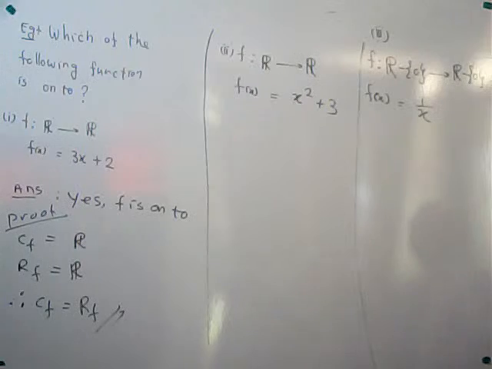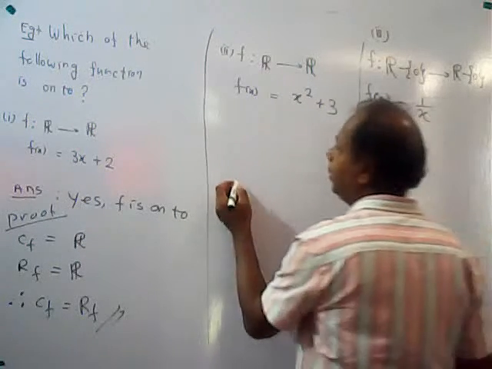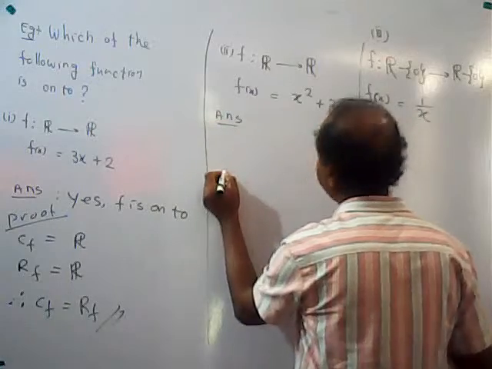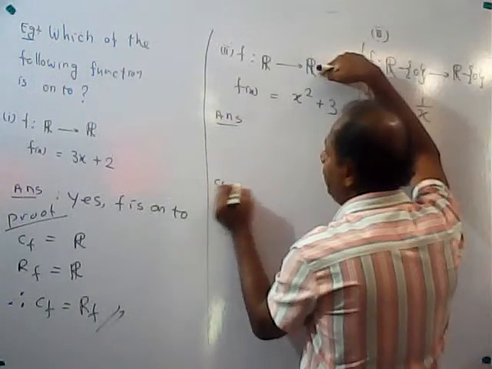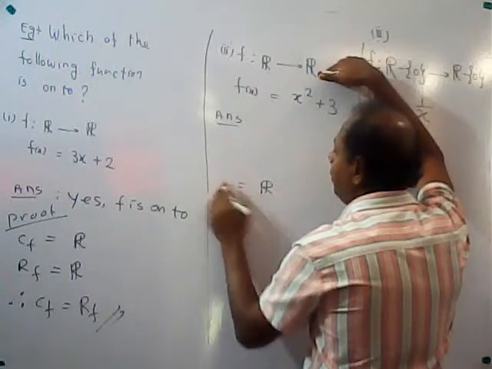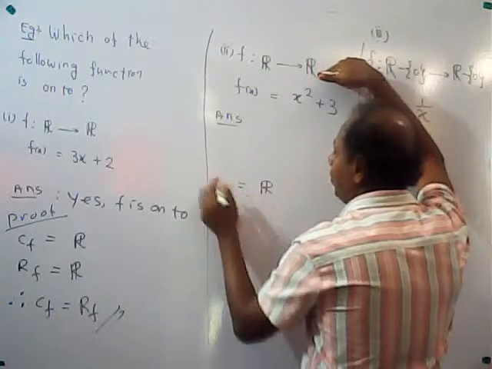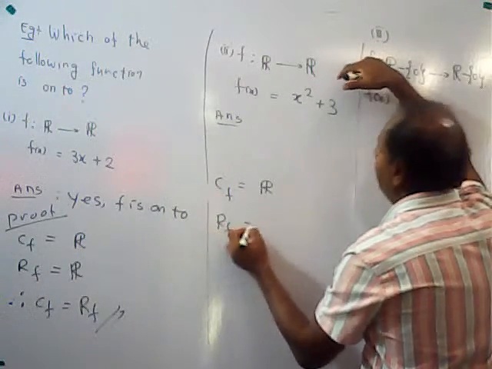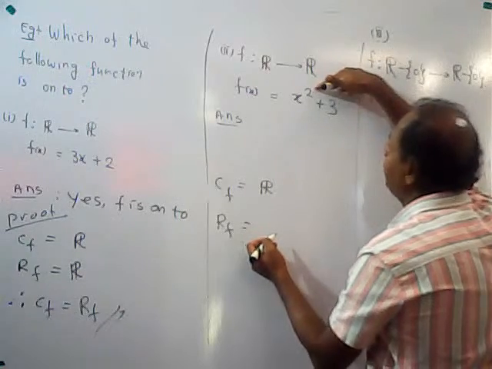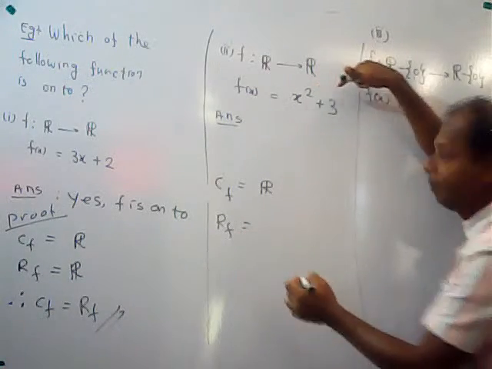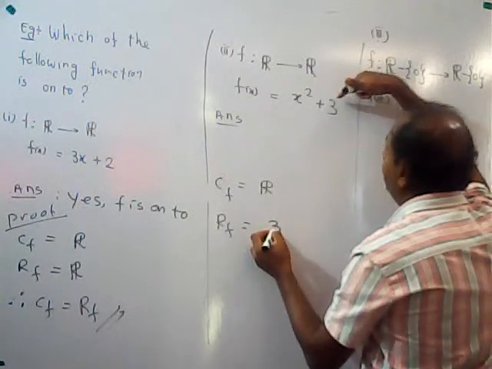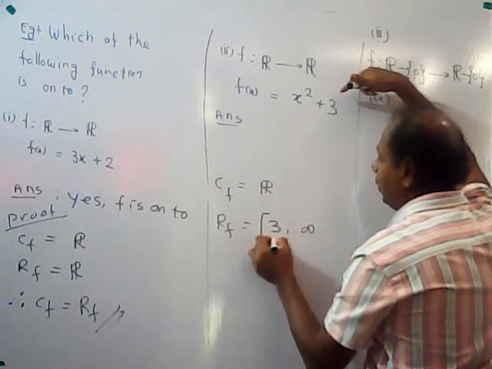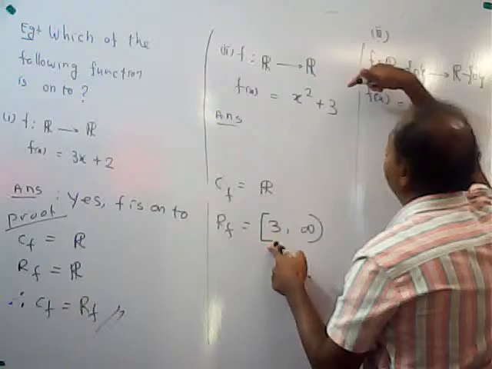Right. In this, you can first find and then give the answer. We first find. You can easily see the codomain. It is R. But for this function, the range is not R. It starts from x squared plus 3, right? It starts from 3. The minimum is 3. And it will go to infinity, including a closed interval, closed at 3.